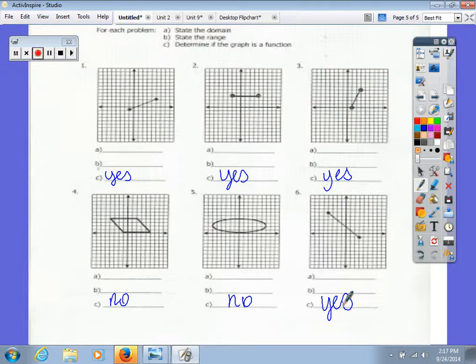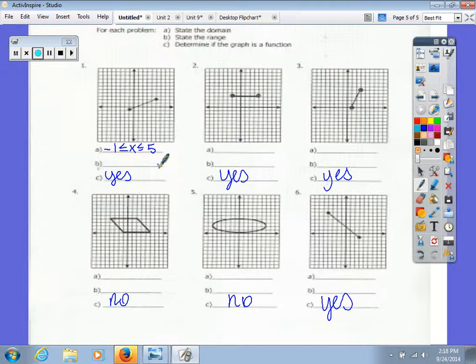So if we're looking at this one, where do we start on this graph for our x's? At -1, all the way to what number? This is 1, 2, 3, 4, 5. Once again, if you hold your pencil up and down, you can see that it's -1 all the way to 5.